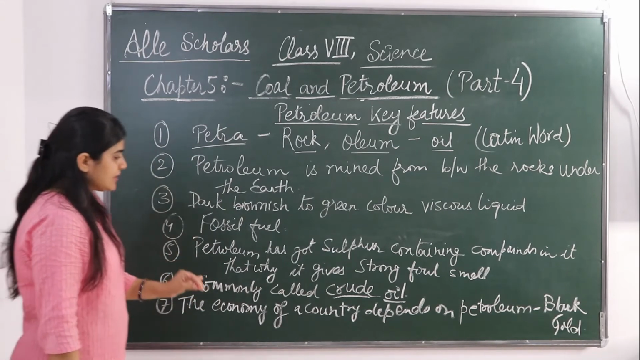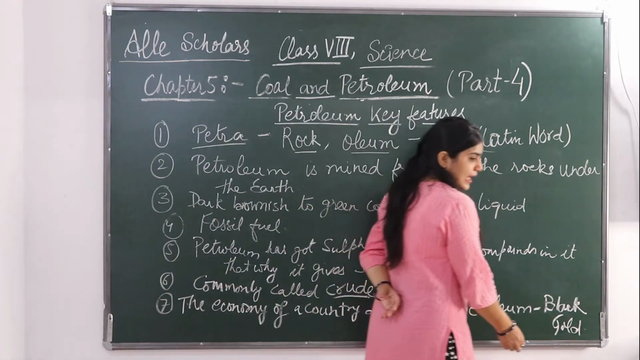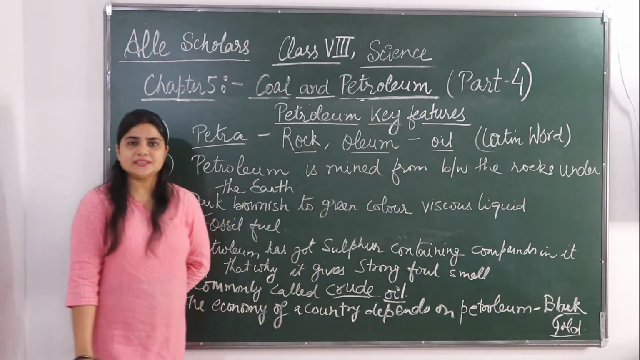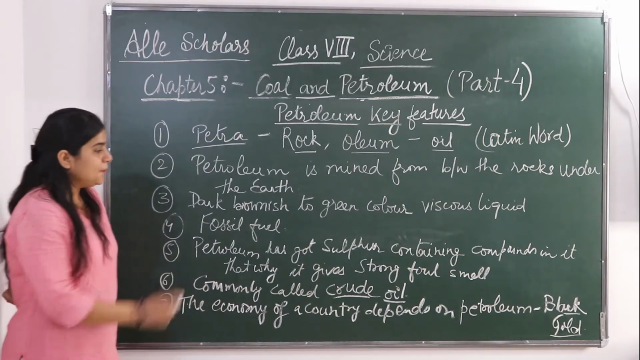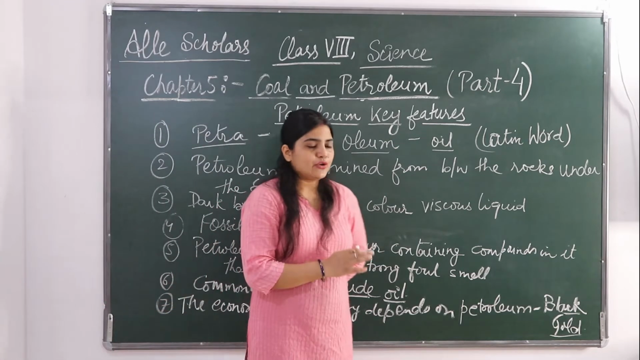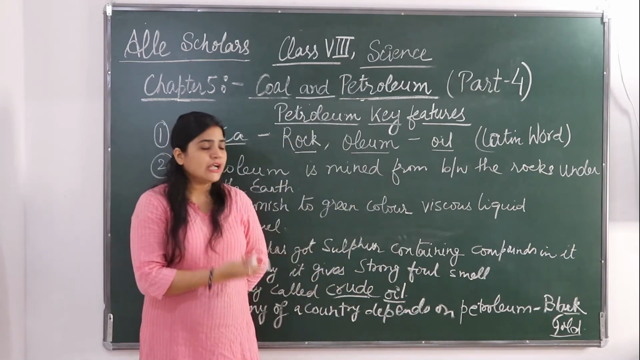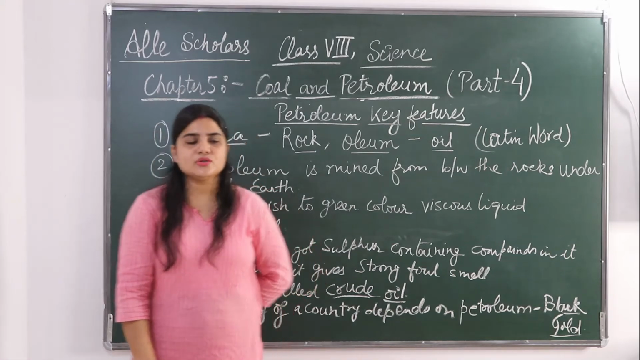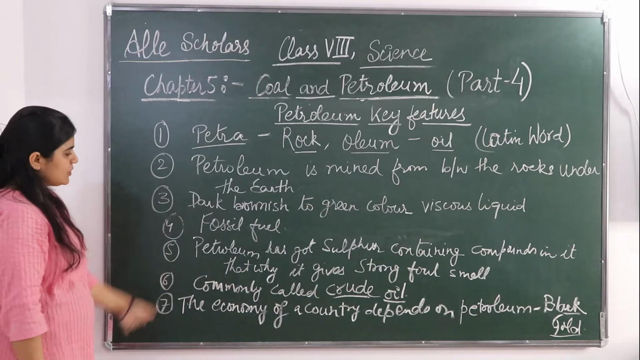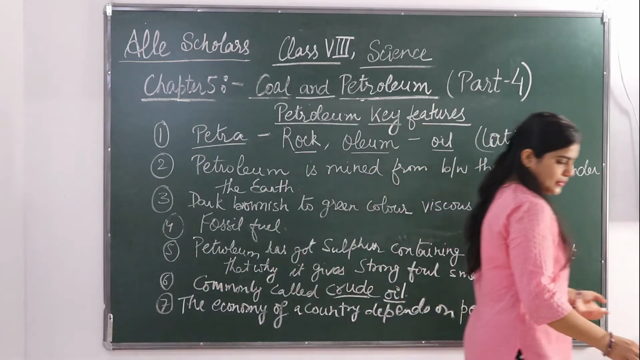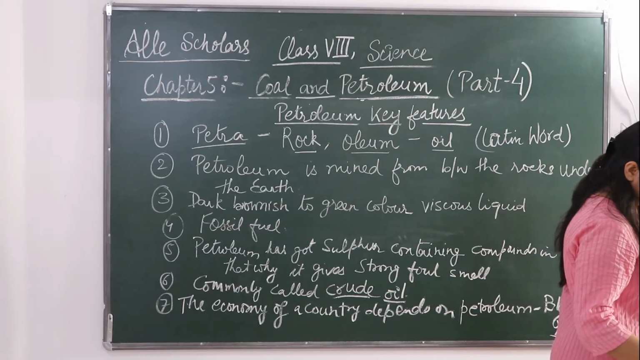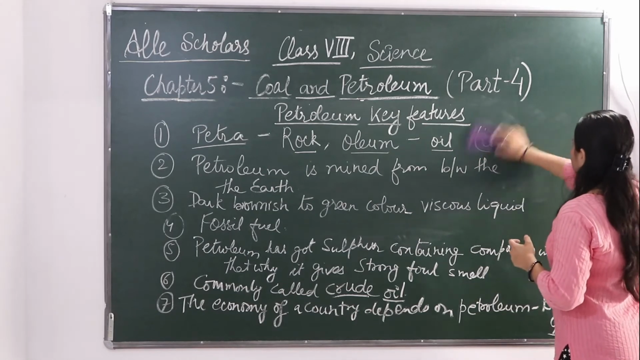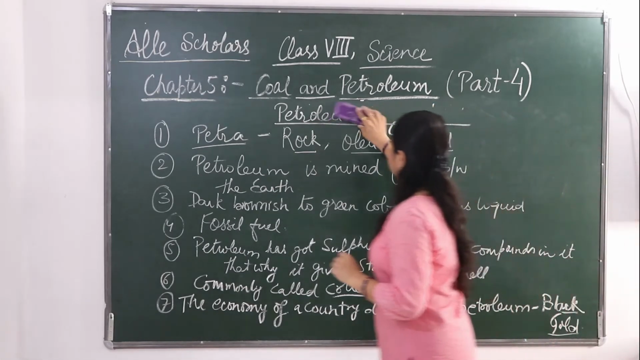And the economy of a country depends on petroleum. That's why petroleum is called a black gold. Sometimes in one word question it is asked why petrol is called a black gold. So you can write that the economy of a nation depends to a great extent on petroleum wealth. That's why petroleum is called a black gold. Okay, so these are the key features of petroleum. Next we shall see how this petroleum has been originated, the origin of petroleum.